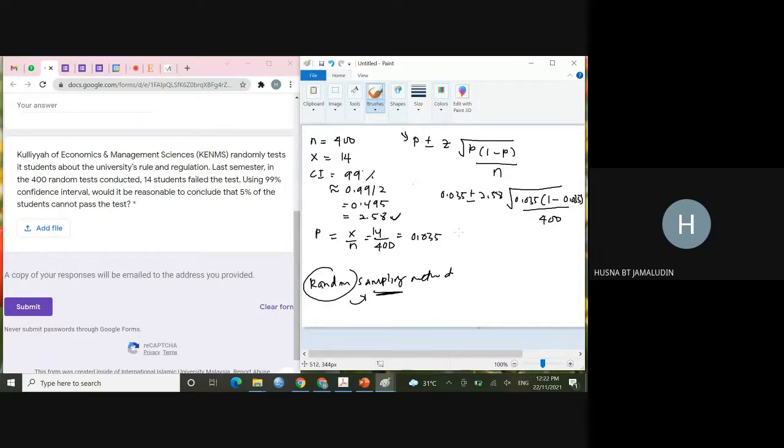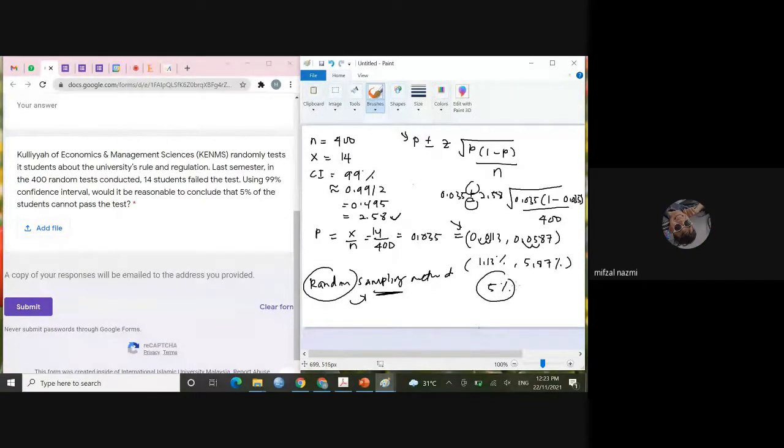Given all this information, you should start with the minus and then the plus. You should get 0.0113, this is the minus one, and 0.0587. Is this the final answer? No. The question asks, will it be reasonable to conclude that 5% of the students cannot pass the test? They make it percent, so let's make our answer percent as well. This is 1.13% and the second one is 5.87%. Is 5% within the interval? Yes. The answer is yes.